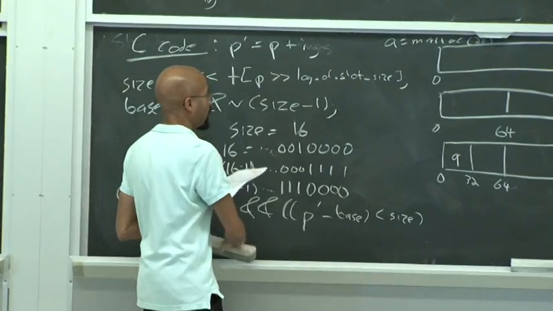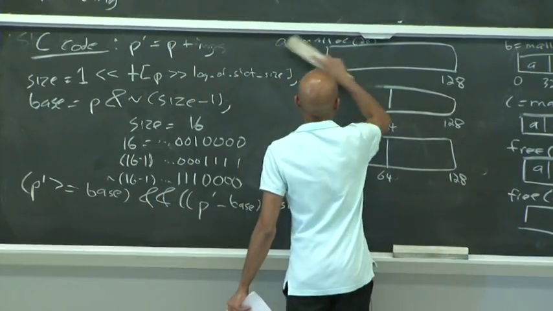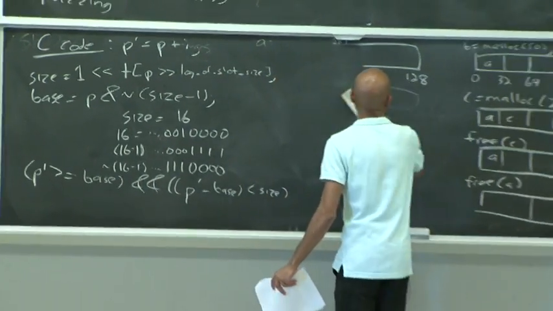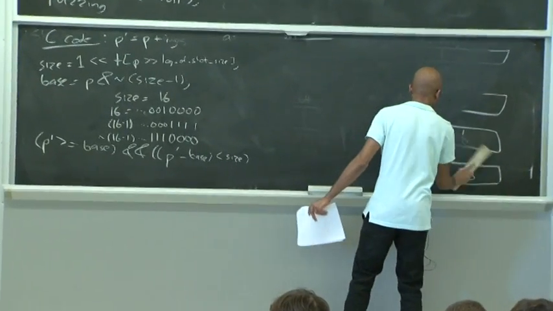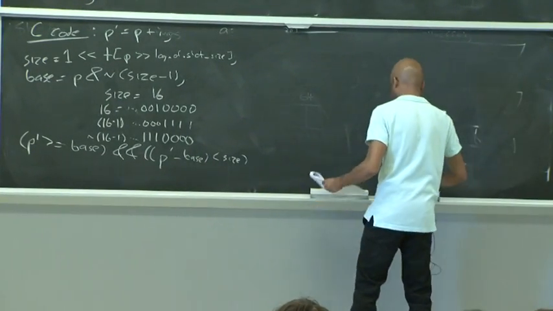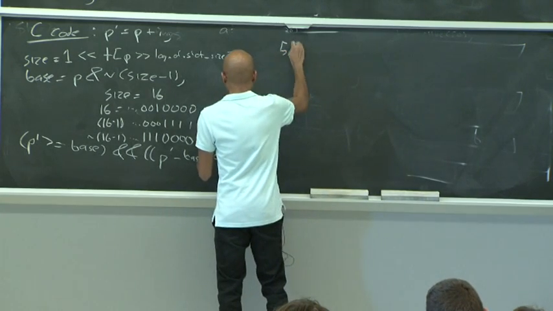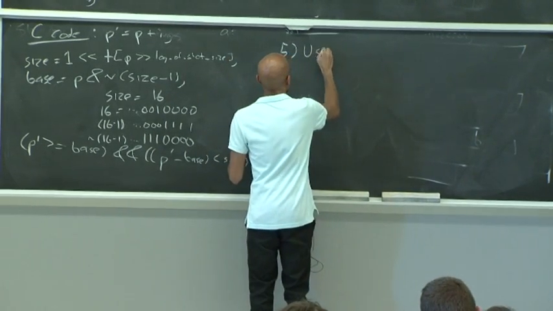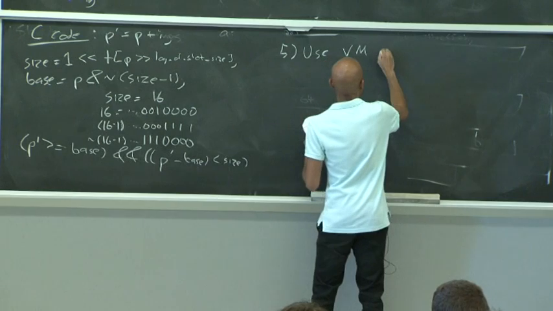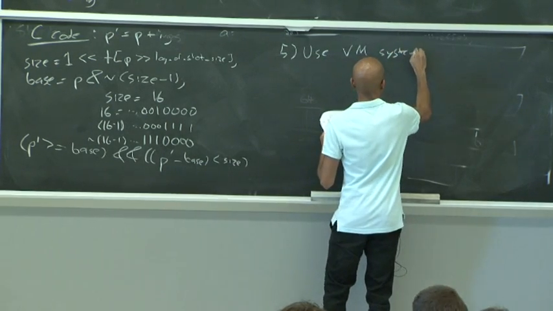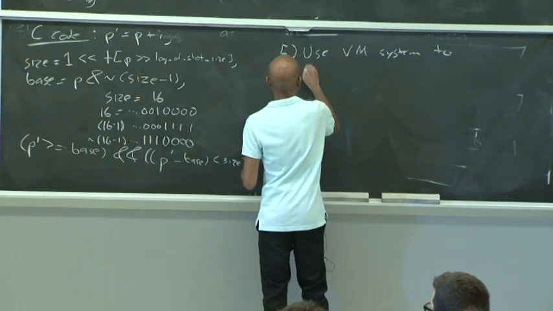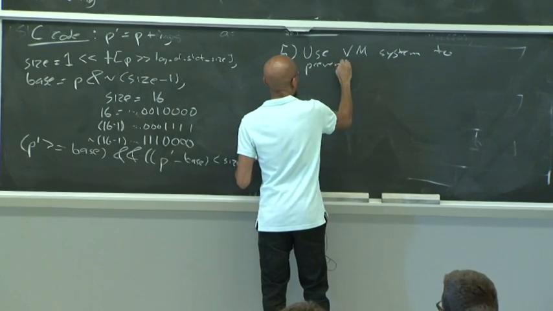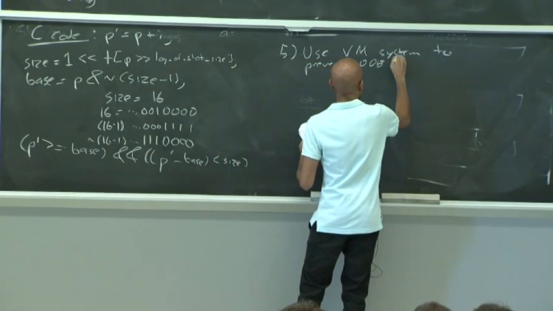And so the fifth trick that the Baggy Bounds system uses is that it uses the virtual memory system to prevent out-of-bound dereferences of pointers.